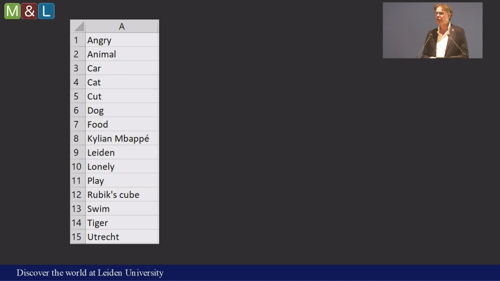Anyway, they're just words, terms. And what can a machine do? This is a thought experiment. What can a machine do with this? Not much. It can order it alphabetically, but I've already done that here, right? But it could, for example, order these words by length. Not very useful, but it could. But that's about the scope of what the machine can do, because it has no idea what the difference is between a Rubik's Cube and Kylian Mbappé. It really doesn't. How would it know?